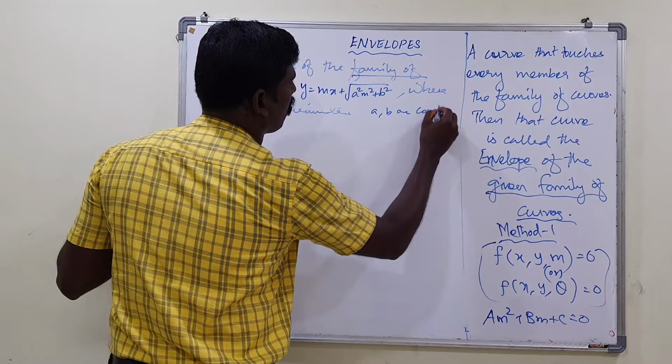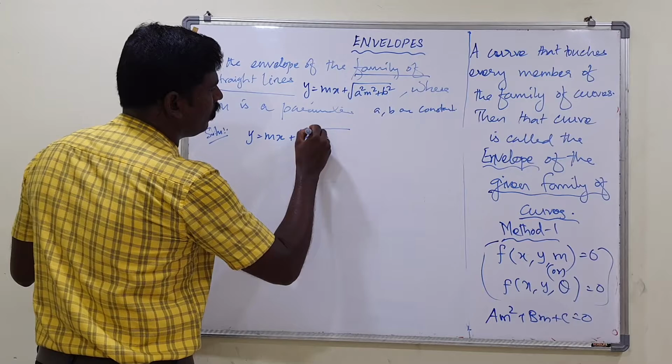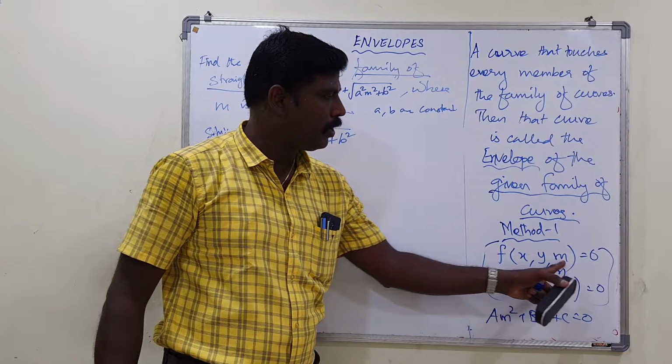That's all, right? So, solution. What is the given equation? y equal to mx plus root of a square m square plus b square. This is in the form of f of x, y, m equal to 0. So I am going to rewrite this equation in the form of a quadratic equation in m.